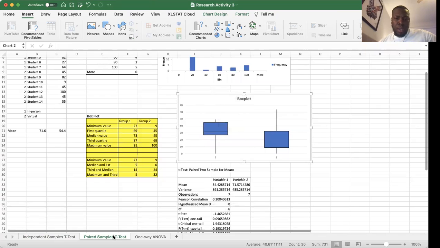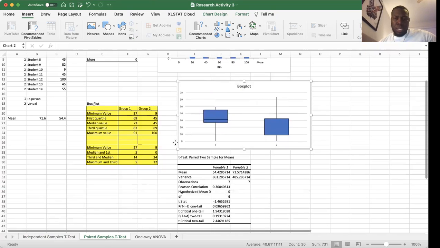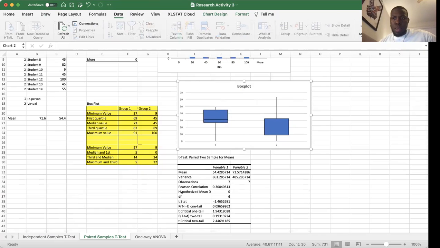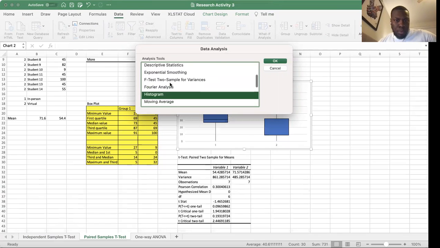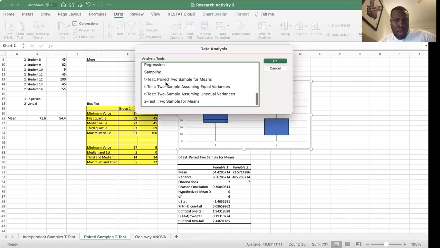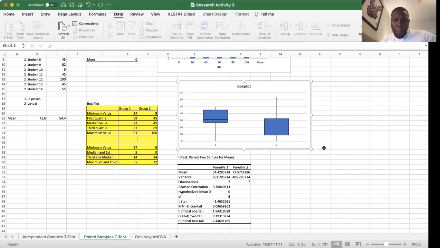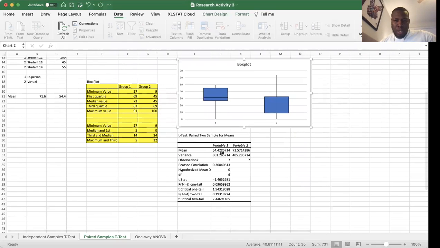So what I did do was the paired samples t-test. For that, I will go to Data, Data Analysis. Then I go to paired samples for means, and I'll click OK. And once again, I will get calculated information.